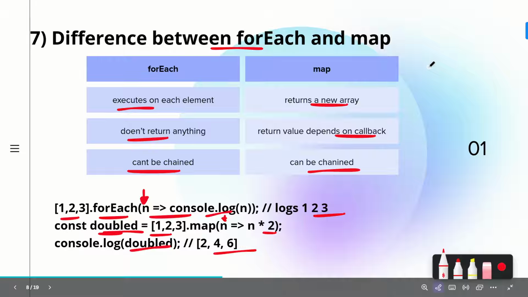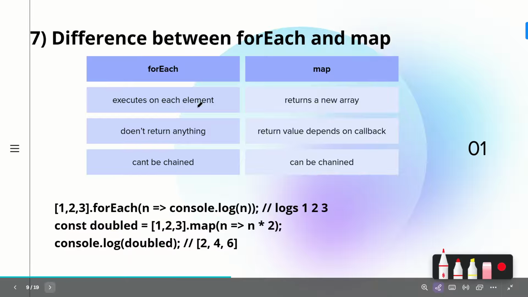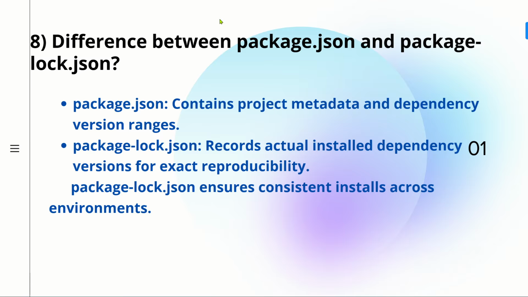So forEach doesn't return anything, map returns a new array. forEach we cannot chain, whereas map we can chain it. And forEach is useful for iterating over every element, whereas map is useful for transforming the elements of the array. So this is the difference between forEach and map. Let's see the next question.